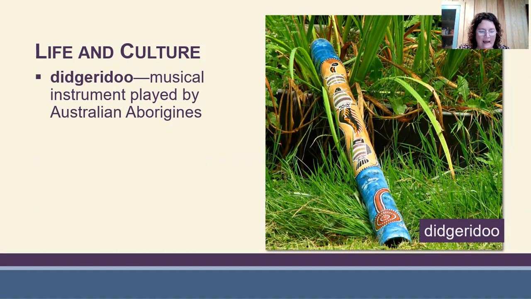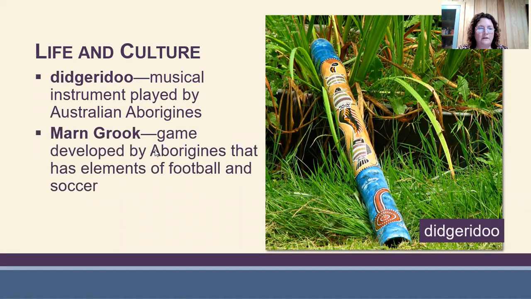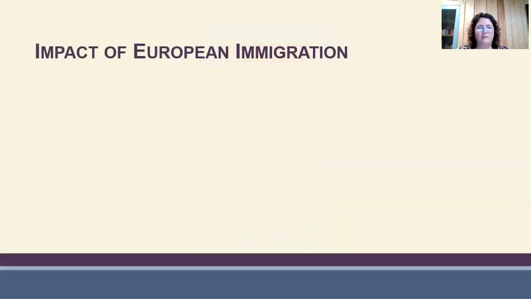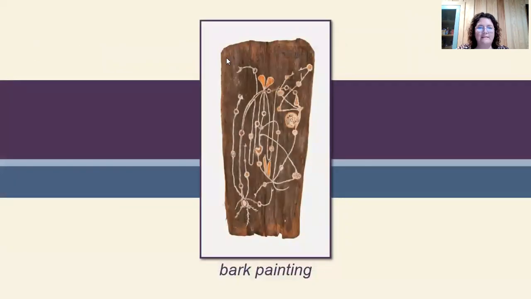Some of the highlights of this: you had the didgeridoo, which was a musical instrument played by Australian Aborigines. Marn Grook was a game developed by the Aborigines that has elements of football and soccer. This is an example of some of the paintings that they did.